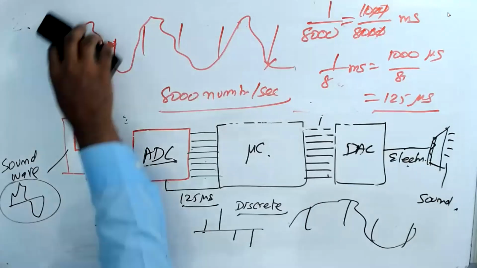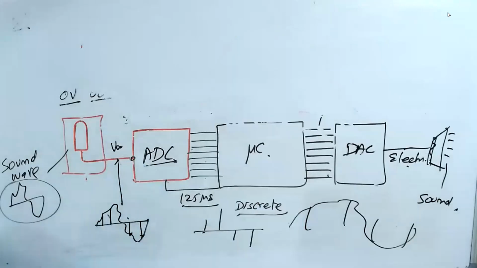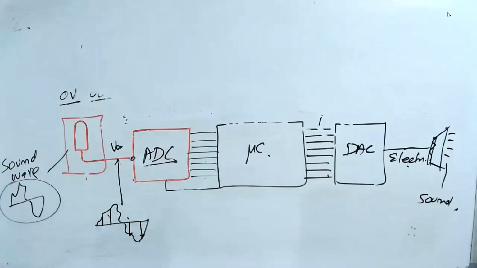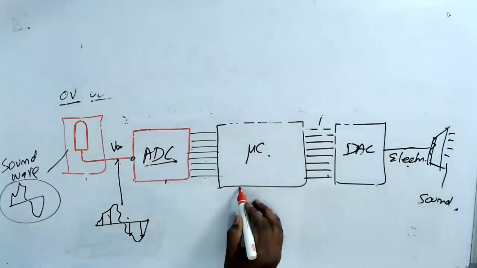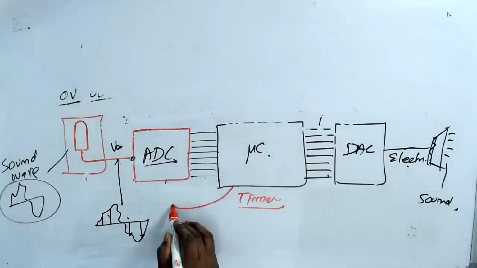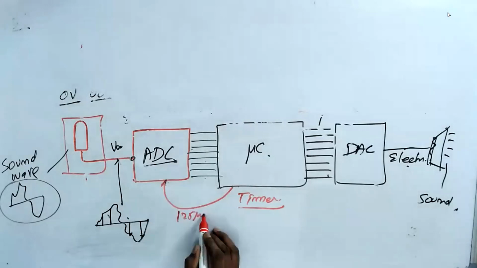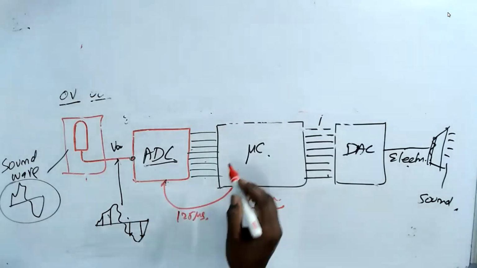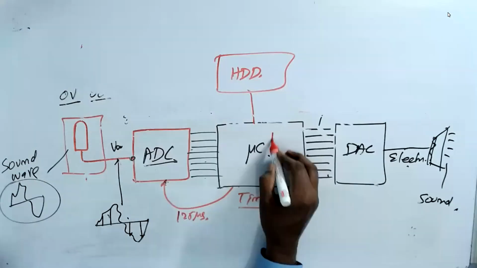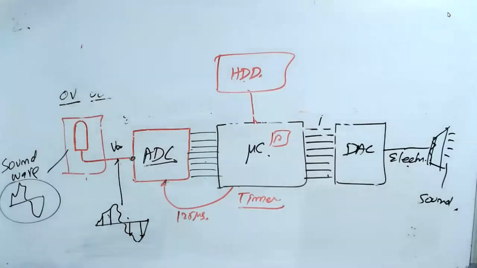So what we do here is, this is a beauty. Every system has an ADC and DAC. From here, there's a timer. This timer will sample it every 125 microseconds. Then it will store the data in the hard disk. This has a RAM. From RAM, it will store to the hard disk. Done. That means I store your voice. This is called recording.